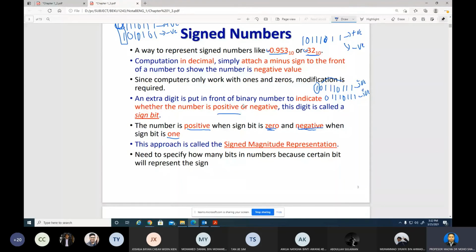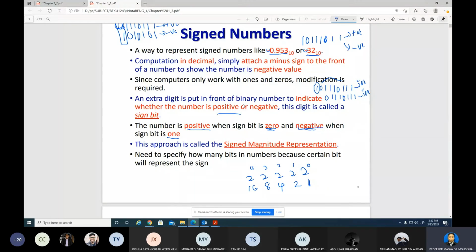This needs us to specify how many bits the number has, because a certain bit will represent the sign. That's why you have to know. Normally you can follow like this. This is a sequence of bits. Actually this we call 1 bit, this is 2 bit, this is 4 bit, this is 8 bit, this is 16 bit.